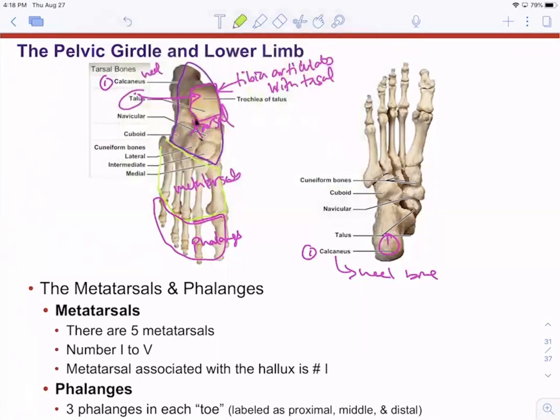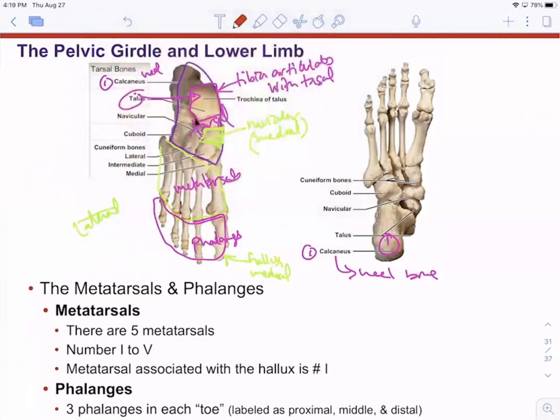From there, you have this little strip of bone that is medial, and that is the navicular. It's medial, right? Because this is your hallux, your big toe, and that is medial. And this would be lateral. So the navicular is a strip of bone that's medial and right by where the tibia and the talus articulate.